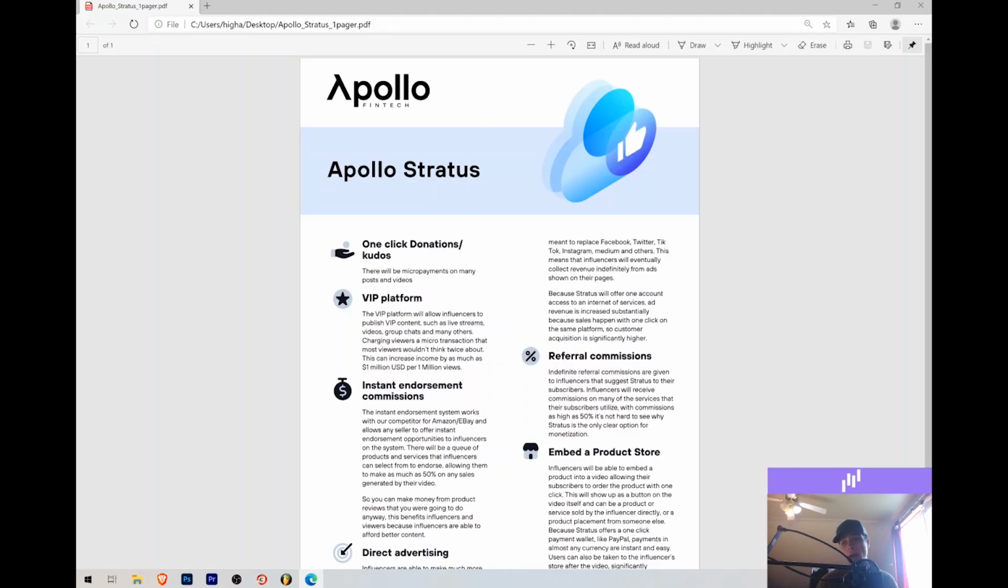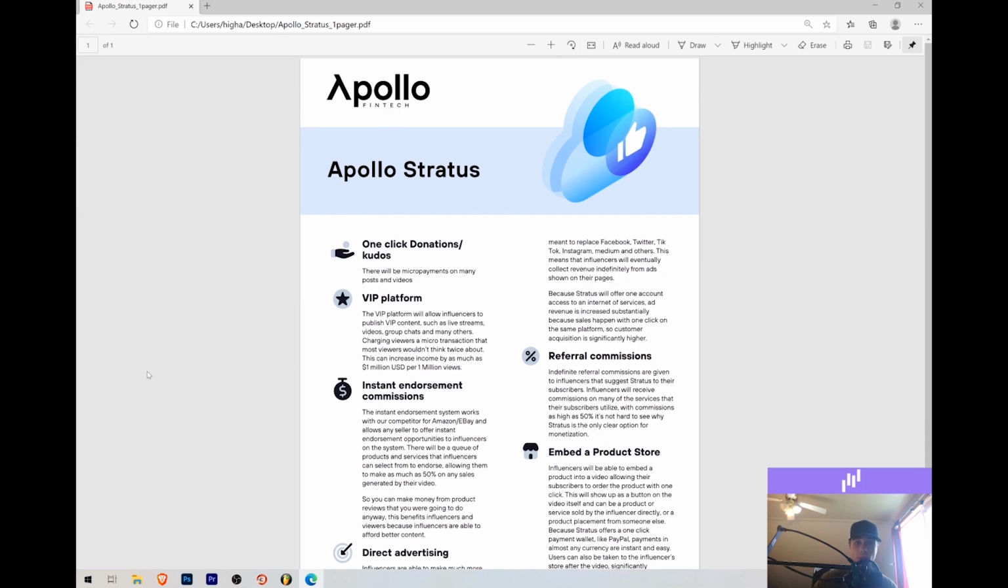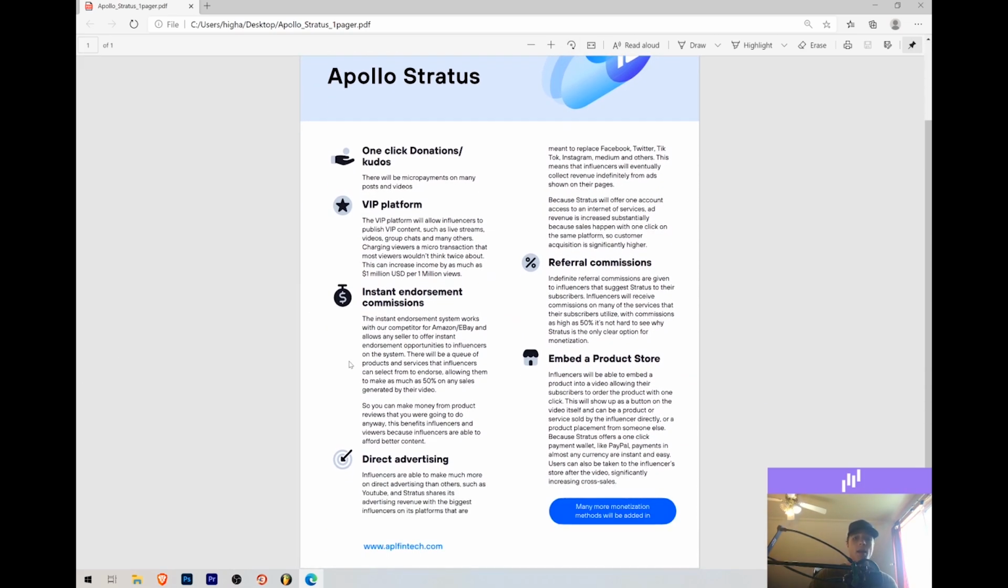So one of the things that I wanted to talk about today is Apollo Stratus. And one of the reasons that I wanted to talk about Apollo Stratus today is really just because as an influencer myself, I see a lot of areas that the platforms that I can use could improve upon. And Apollo Stratus, being an influencer platform, like a social media, really has me excited because of that integration with the blockchain. Now, there would be stuff like one-click donations, you know, like micropayments with the blockchain on your different social media posts, but that it really isn't even the thing that excites me the most.